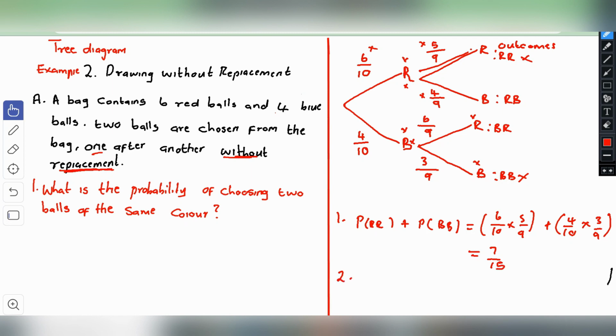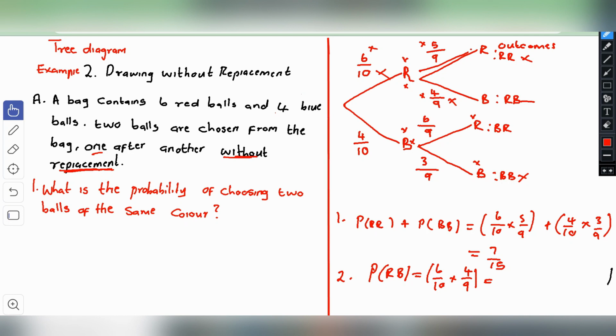Therefore, we are done. This is how we solve the probability. If we were asked to determine the probability of red and blue, where's red and blue? Red and blue is here, whereby the values are 6 all over 10 and 4 all over 9. That means we're going to have 6 all over 10 multiplied by 4 over 9. Then we are going to get the final answer. So this is how we solve the question of drawing without replacement.